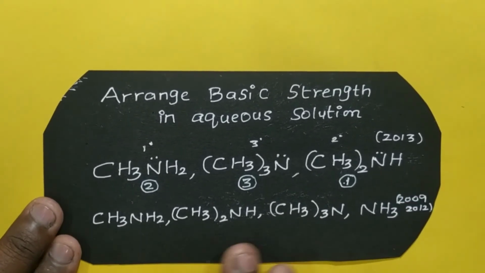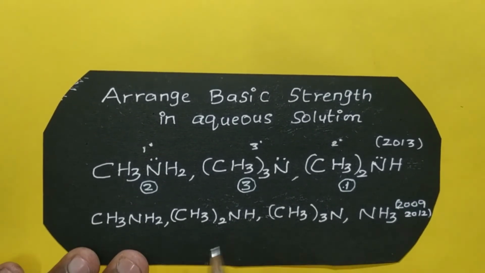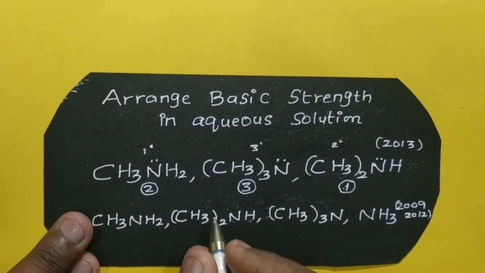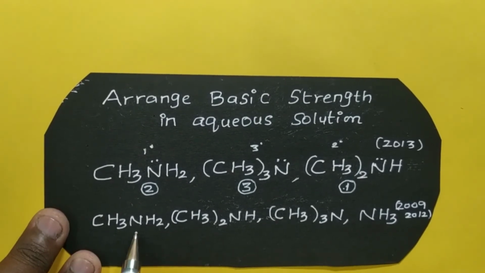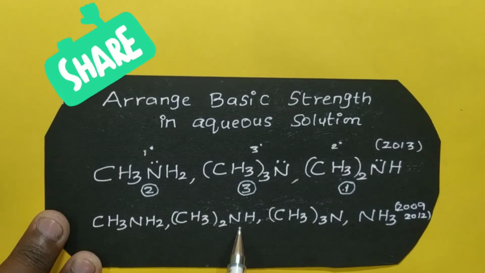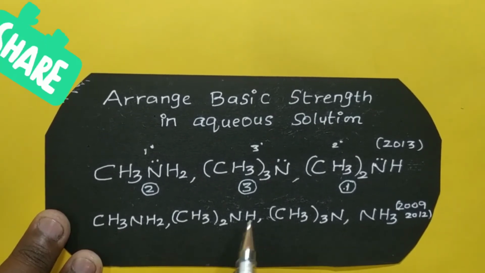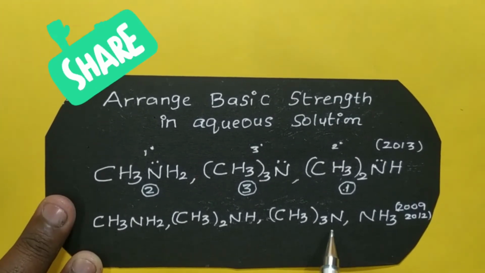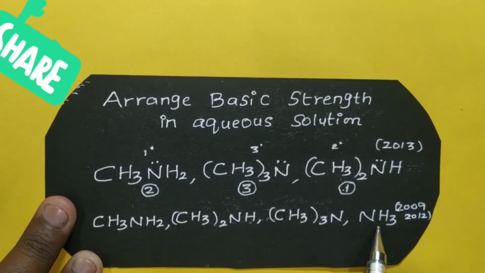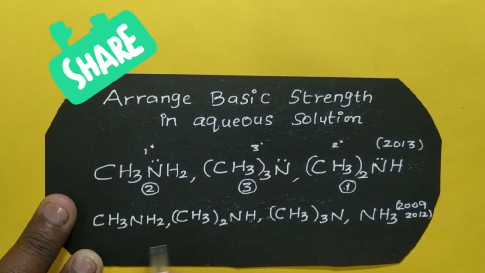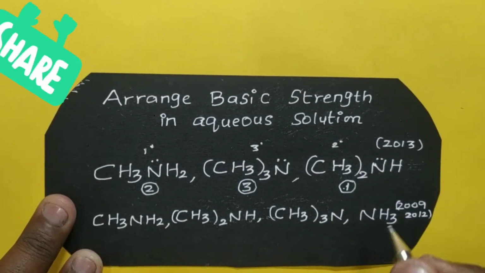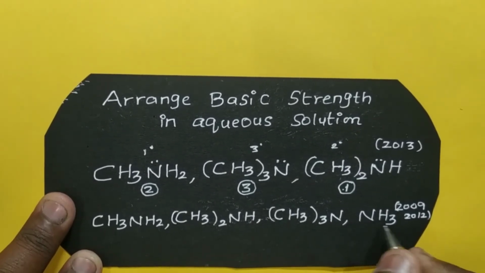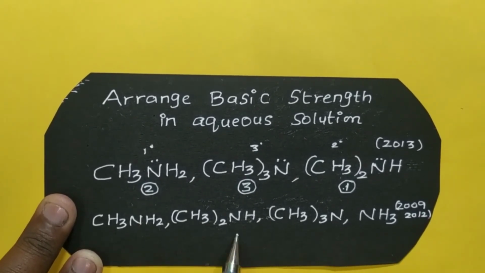The same order will be followed here also. So here, the 2 degree: we have to find out that NH2 is there, that is 1 degree; NH is there, that is 2 degree; only N is there, that is 3 degree. This is also 1 degree. So now, this is ammonia. This is the least basic, because no hydrogen has been replaced by these methyl groups.